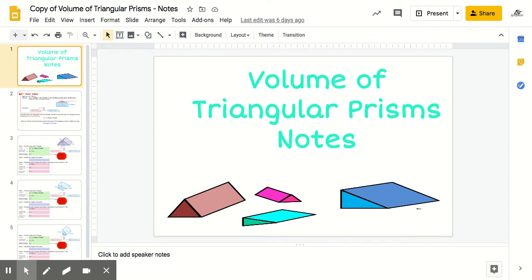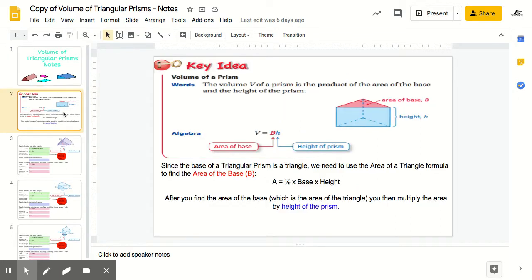Hey everyone, today we're continuing on with our unit on volume, and today we're going to be finding the volume now of triangular prisms. So it's just like a 3D triangle. So in order to find the volume of a triangular prism, we have to complete two different steps.